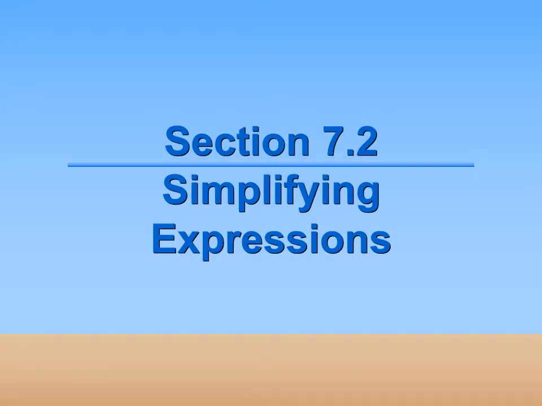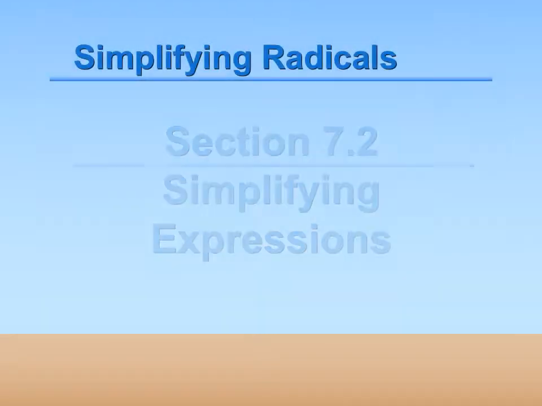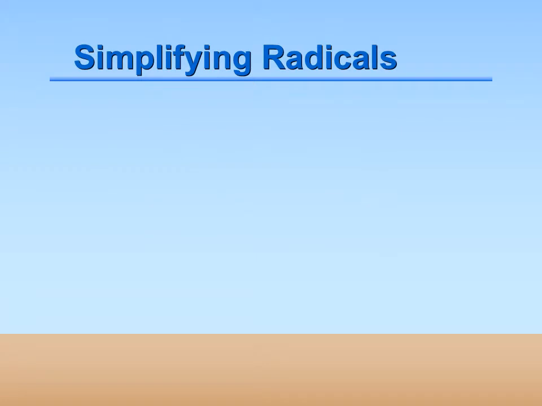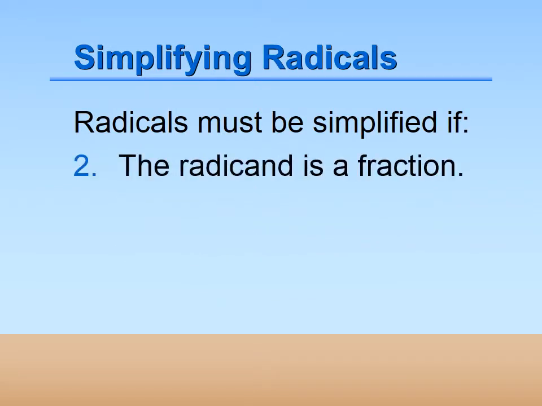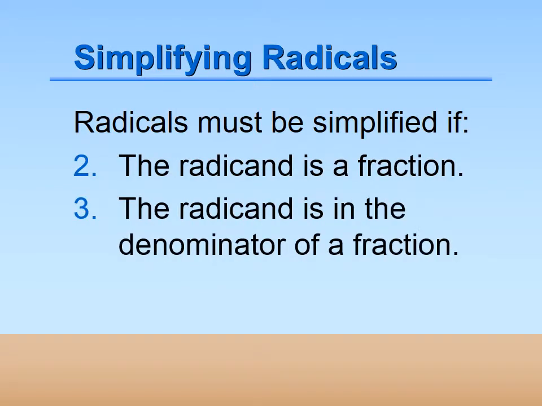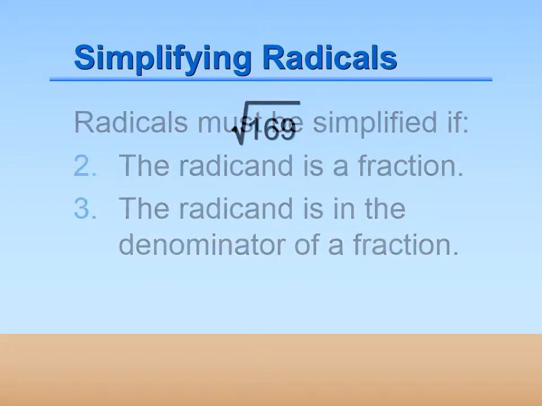All right, we're going to continue chapter 7 today, and we're going to do section 7.2, which is about simplifying expressions. So, when do radicals need to be simplified? If the radicand is an exact power of the index or contains a factor that is an exact power, it needs to be simplified. If the radicand is a fraction, it needs to be simplified. And if the radicand is in the denominator of a fraction, it has to be simplified.